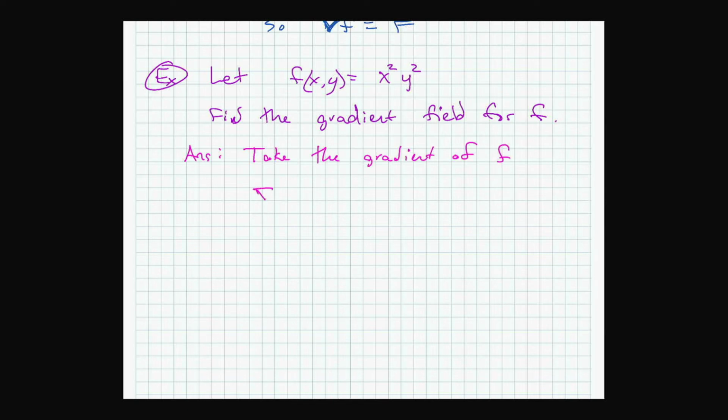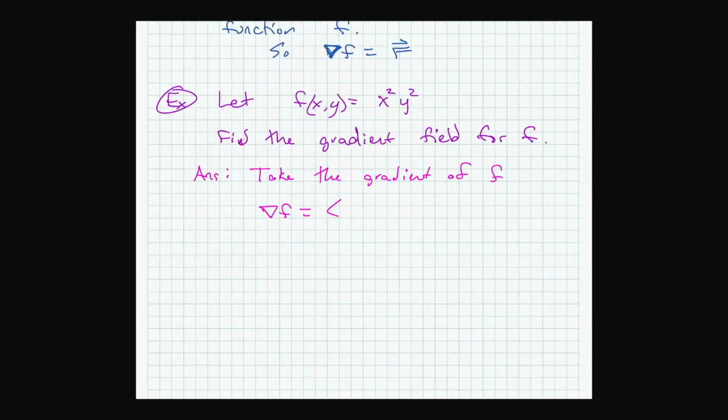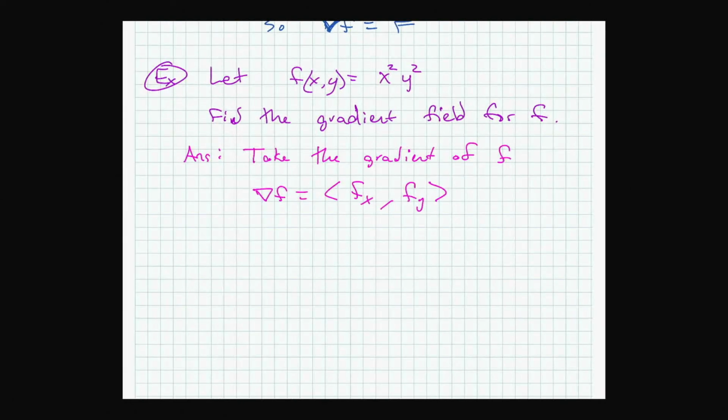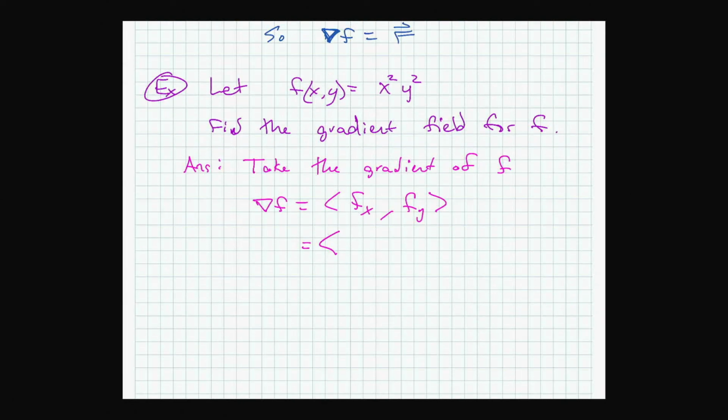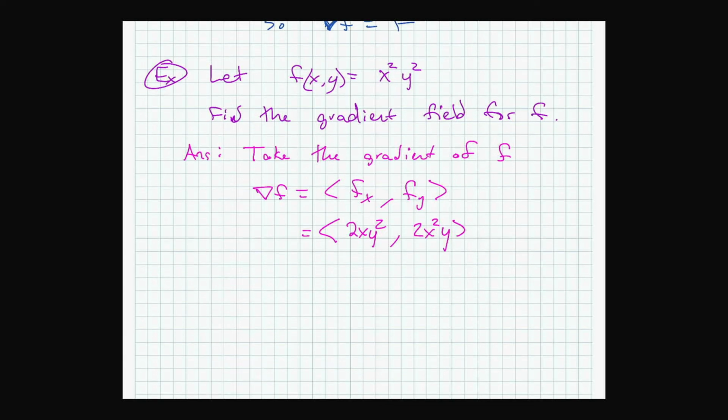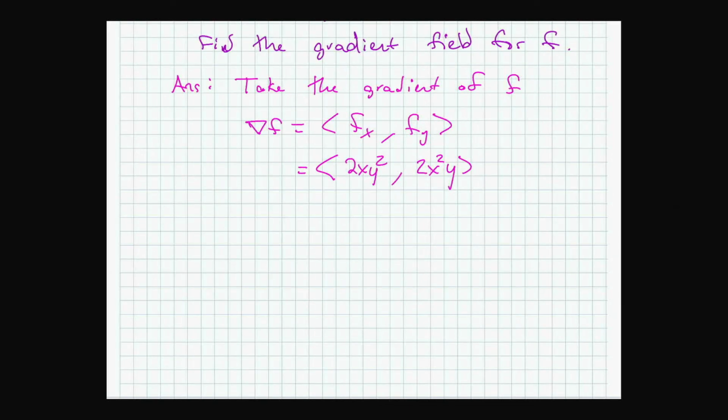The hard part is remembering what a gradient is, right? Grad f is the partial fx comma fy. That's what it is. So you're just taking those two partial derivatives. So the partial with respect to x is going to be 2x y squared, referring to this function. And the partial with respect to y is going to be 2y. So we're going to get 2x squared y. There you go. And that's the answer.